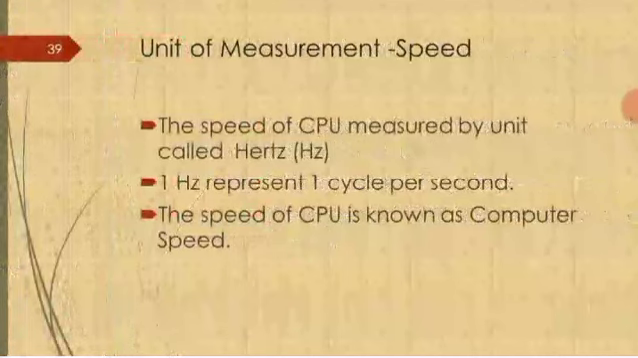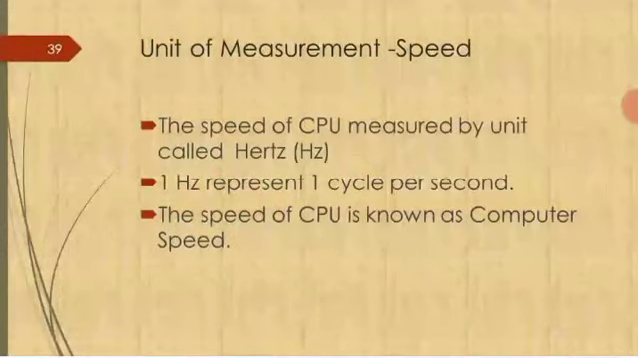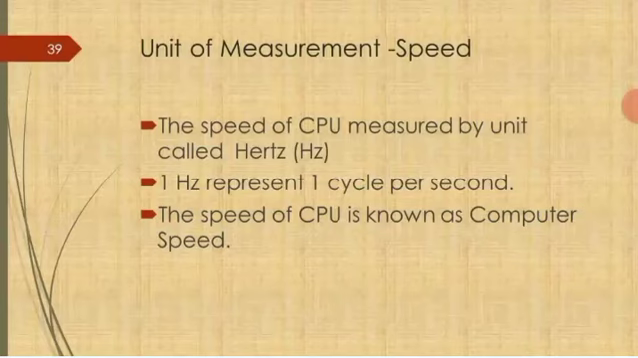Here we're going to talk about speed in our units of measurement. The speed of a CPU, the central processing unit, is measured by a unit called hertz, and the short form of hertz is Hz. 1 hertz represents 1 cycle per second. The speed of a CPU is known as the computer speed. The faster your CPU, the faster your computer.